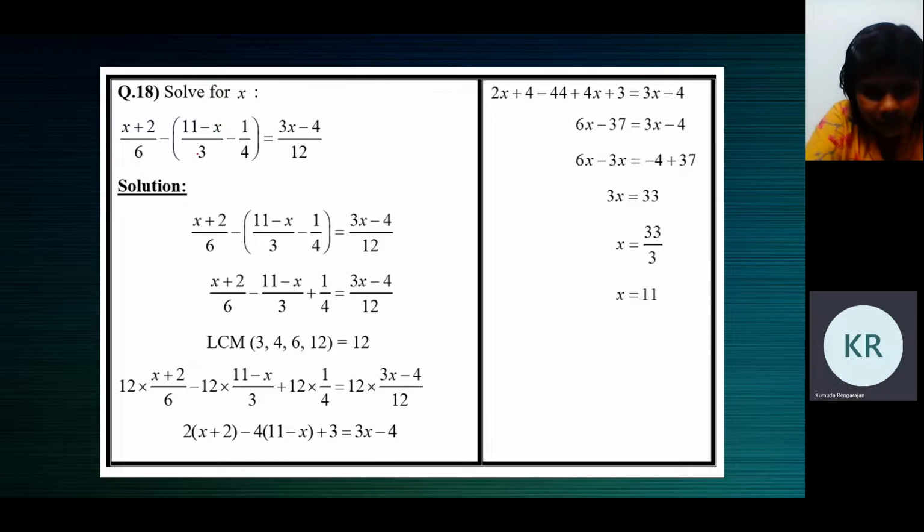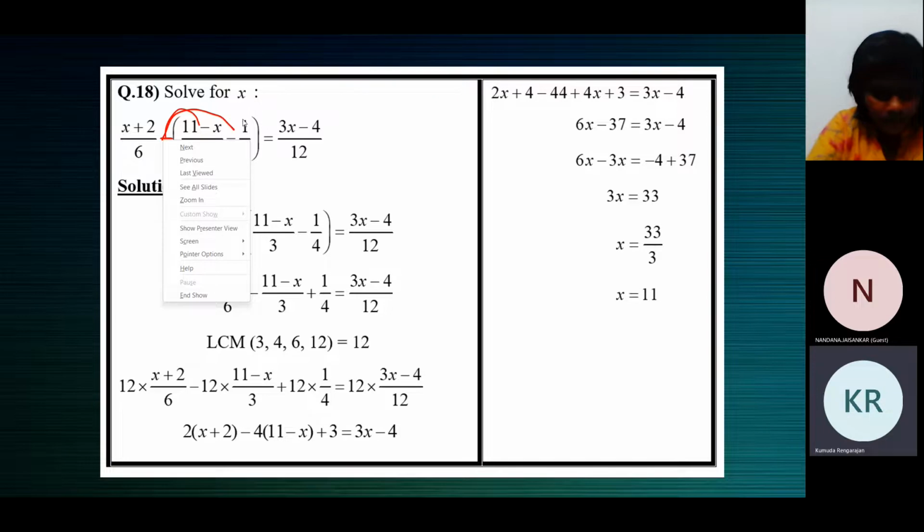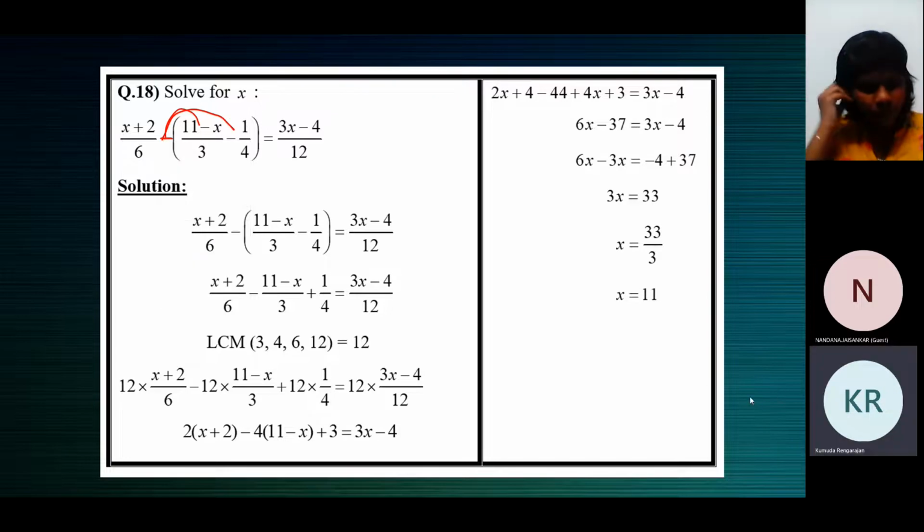Yes, ma'am. So if we have to remove the bracket, that means we need to multiply this minus sign with this term and the same minus sign with this term. Just a minute.